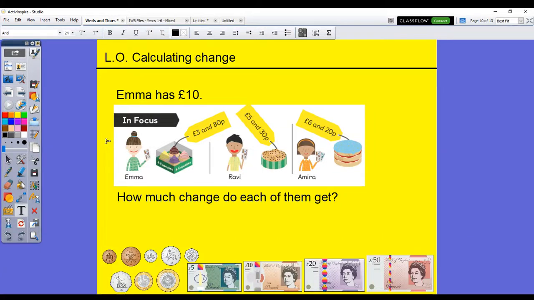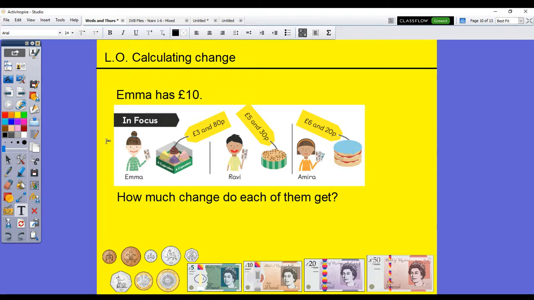Hi Year 3, so today is Friday and we usually have a Friday quiz. We are going to have a Friday quiz because it's going to be the end of our money unit, but I wanted to squeeze in one more lesson before we do the quiz, okay? These questions will be in your quiz as well, so you've got to make sure you answer the tasks first before you do the quiz.